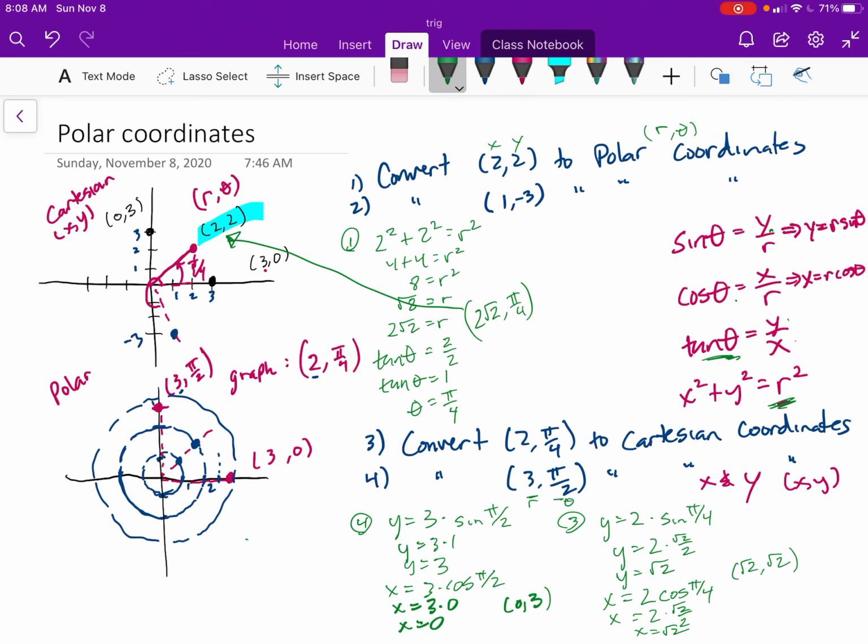1, negative 3. All right, so this one, like I said, you're going to need a calculator. I kind of just winged it off the top of my head. That's all right, though. So x squared plus y squared equals r squared. 1 squared plus negative 3 squared equals r squared. So we get 1 plus 9 is r squared, so 10. Again, I'm going to stick with the positive r.